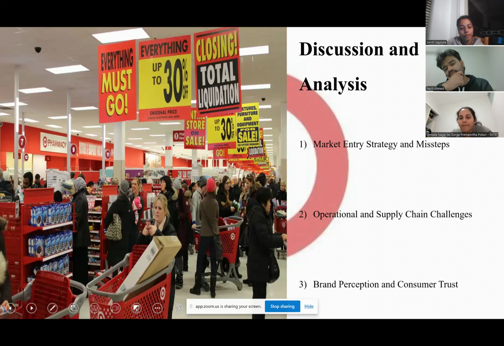Regarding brand perception and consumer trust in Canada, the Target brand suffered severe damage as consumers' expectations did not match the store experience. Canadians expected the same high standards of affordability, variety, quality, and fashion as seen in the US stores. Despite this, consumers were not satisfied, and the experience was inconsistent.